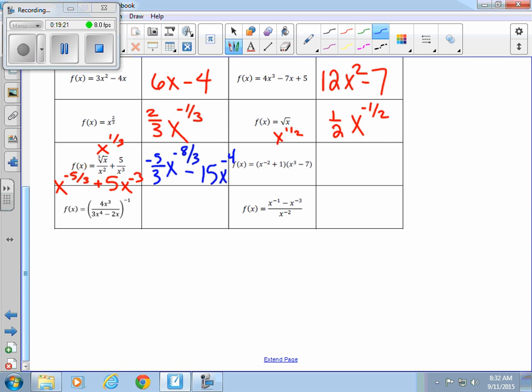Okay. What would I have to do with the next one? Again, I have no rule for multiplication, so I can't just take the derivative of each piece. It is x to the negative 2 plus 1 times x cubed minus 7, as it sits. Multiply together. FOIL.